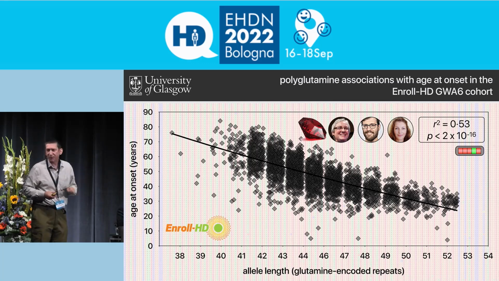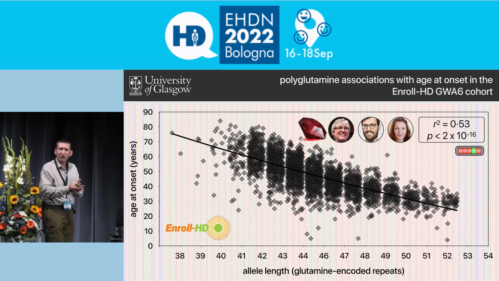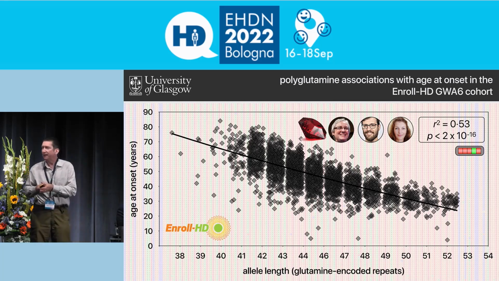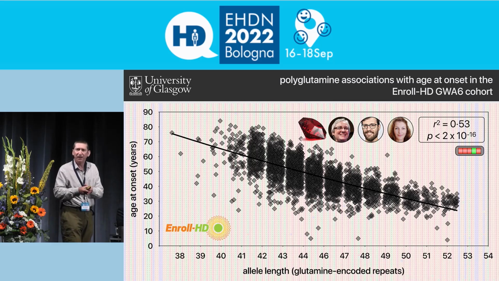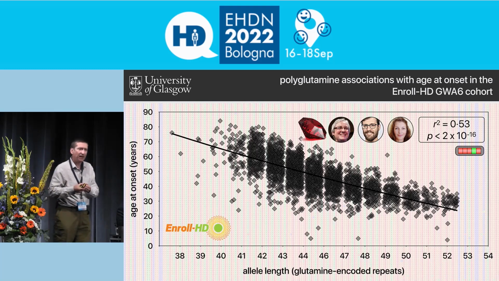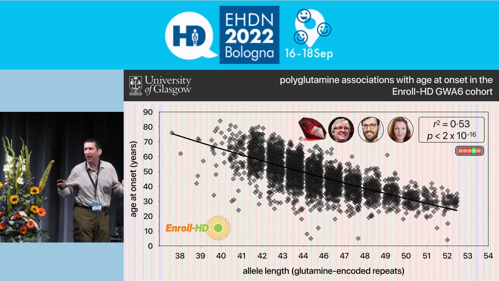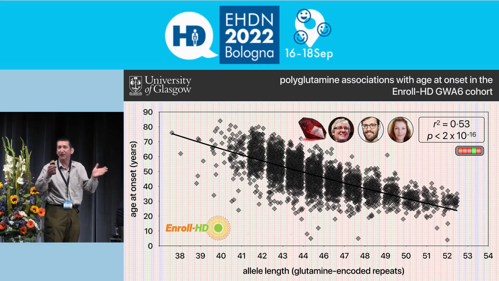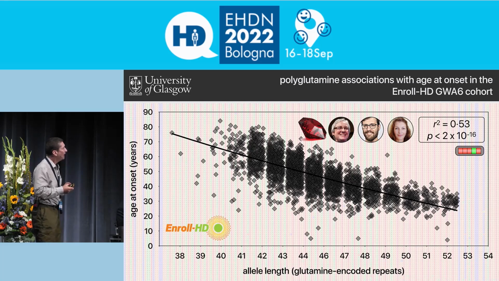A lot of the data I'm going to present today are some of the latest results that we've started to generate from looking at the latest cohort. So the data I'm presenting now is around about 4,000 individuals from the GWAS-6 cohort of a subset of the Enroll patients. And all of those patients we've genotyped the HTT repeat by a high-throughput MiSeq sequencing assay, so we can determine the exact number of repeats and the exact structure of the sequence as well.